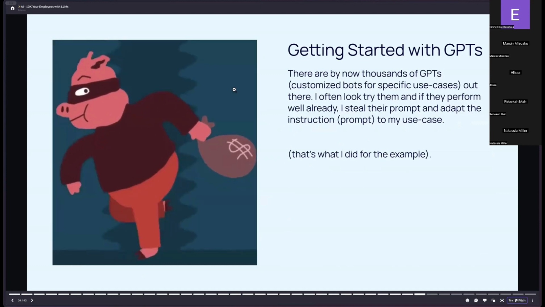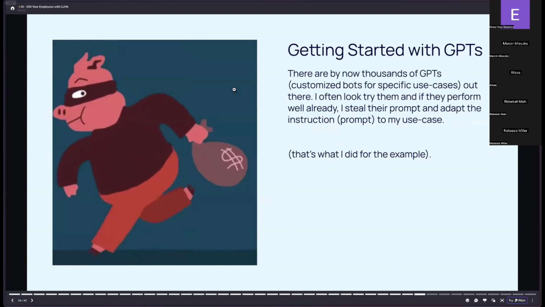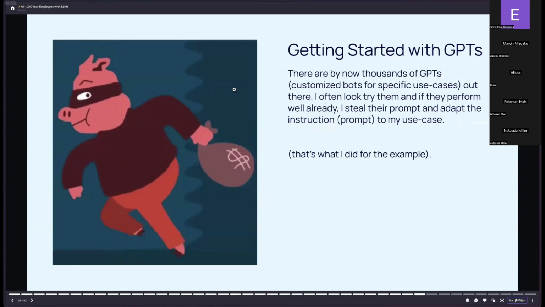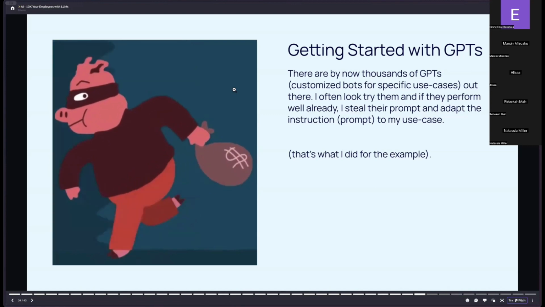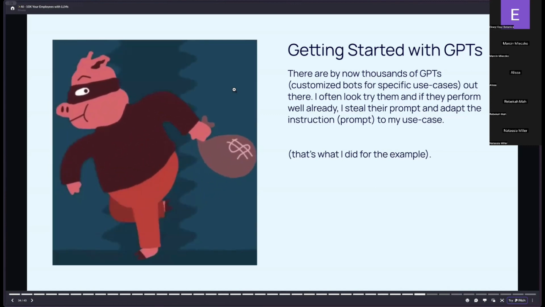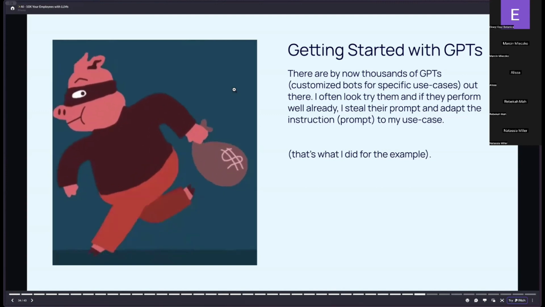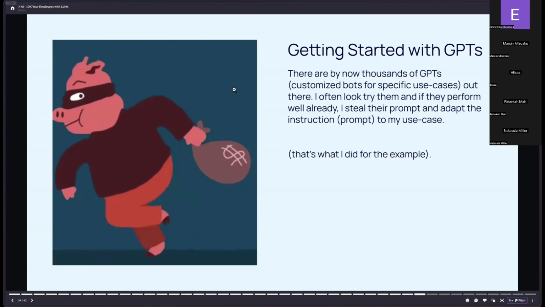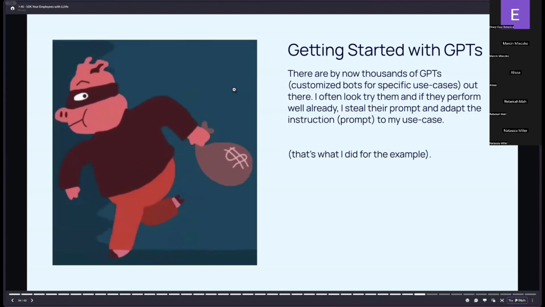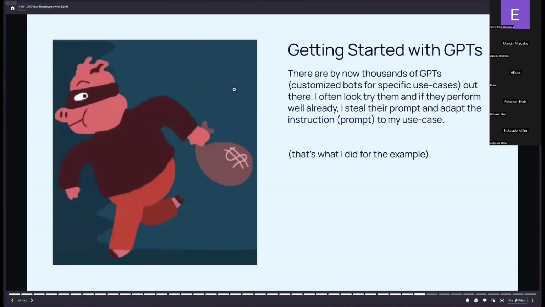To get started with GPTs, there are now thousands of GPTs out there. I often look at them to get inspired, but also to steal starting points. So if I want to define a new GPT, I go out there, steal their prompts, and get started from there. Often it's something like what I showed before: I based it on an email outreach bot, which was just for general emails, and stole their prompt and adapted it to my use case.